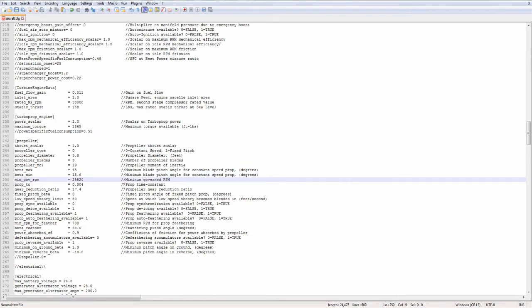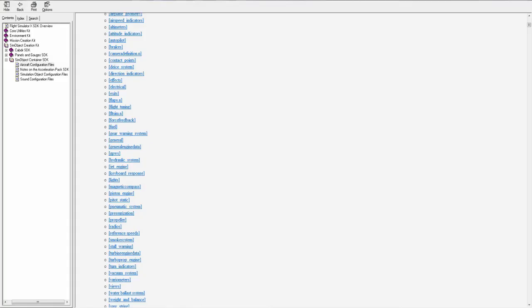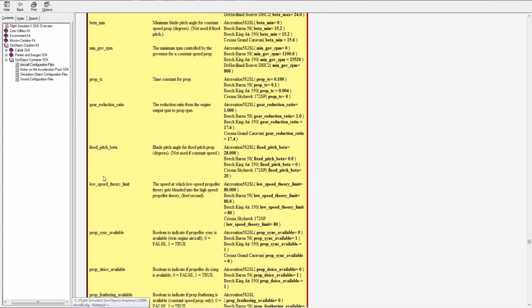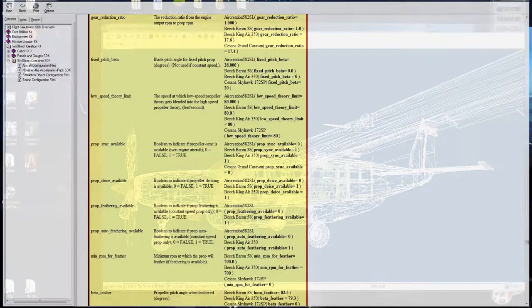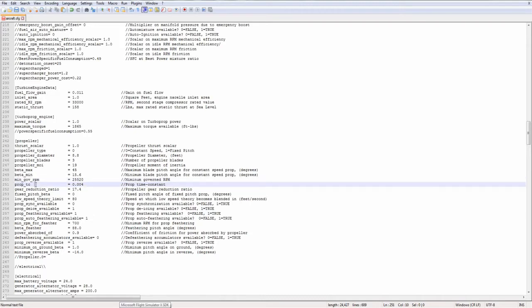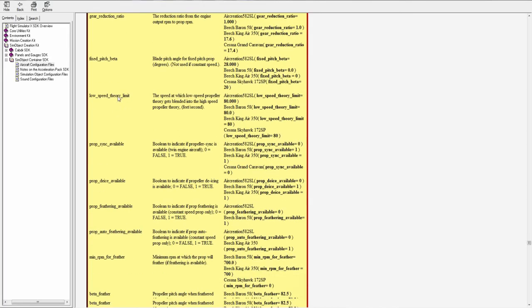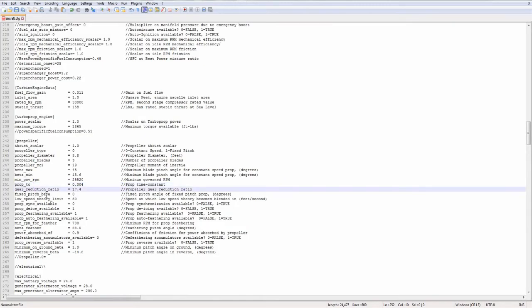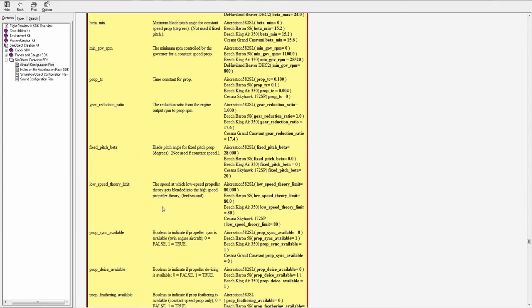Minimum governed RPM, which is 25,520 on the Caravan, apparently. Prop time constant, I have no clue what that is. Let's check the SDK. Let's see, propeller. Hold on, what was it I was reading? Prop TC, time constant for prop, minimum RPM controlled by the governor for a constant speed prop. There you go. Gear reduction ratio, the propeller gear reduction ratio, like I said, most of this is straightforward.